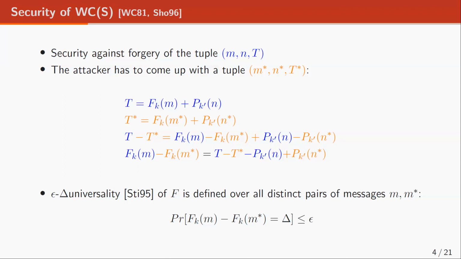So we assume there's a verifying oracle. Since the blue terms are fixed, the attacker has to come up with these orange terms such that they satisfy this equation. By playing around and moving the terms a bit, we can get an expression as a function of the output difference, and bounding the probability of having a fixed output difference is called the epsilon delta universality of the hash function.